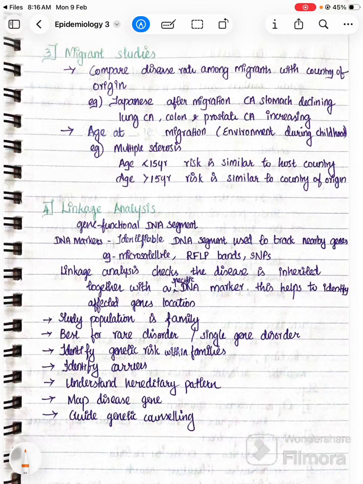Migrant studies: compare the disease rate among migrants with the country of origin. For example, in Japanese after migration, stomach cancer was declining. Lung cancer, colon cancer and prostate cancer were increasing. Now age at migration also matters. Environment during childhood is related to the disease. Example in multiple sclerosis: if children less than 15 years migrated, their risk is similar to the host country. If they migrated at more than 15 years of age, their risk is the same as the country of origin.